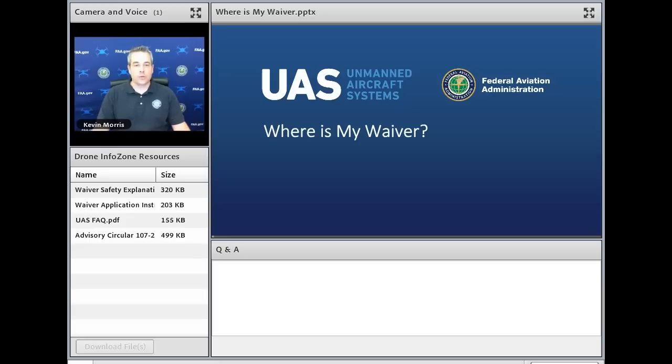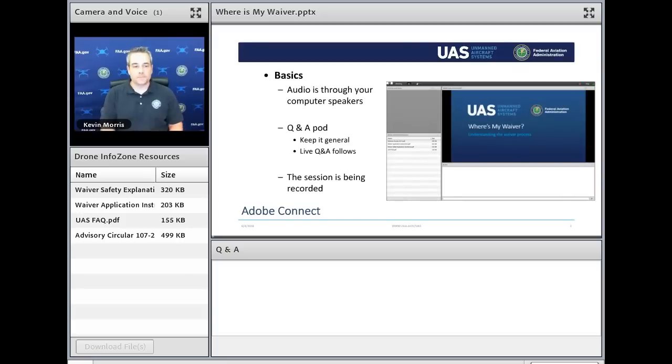I want to introduce you to the waiver screen that you're looking at through Adobe Connect. In particular, I want to point out a couple of what Adobe Connect calls pods. At the bottom of your screen, there is a Q&A pod, and that is where you can type in your questions to have them answered by a group of FAA UAS experts. To the left of that is the Drone Info Zone Resources pod, which has information in PDF form that you may download directly to your computer, with a lot of the details, instructions, and guidance that we'll be discussing during today's webinar.